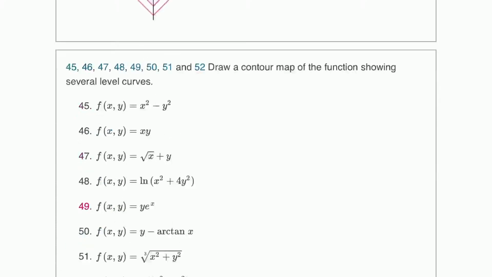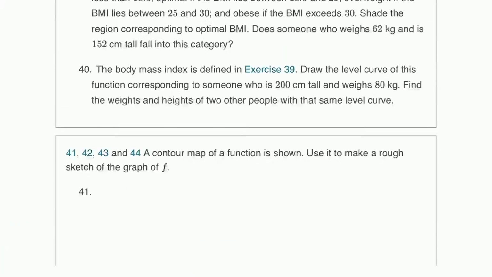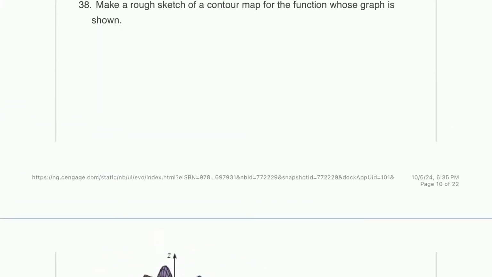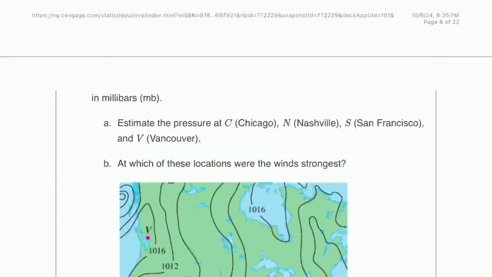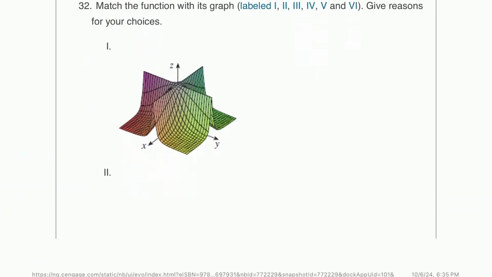32. 32 is matching? Oh yeah, there it is. 32. Wait. Still looking for 32. Oh, there it is. Finally found the matching. All right. So this was hard? What was hard about that?